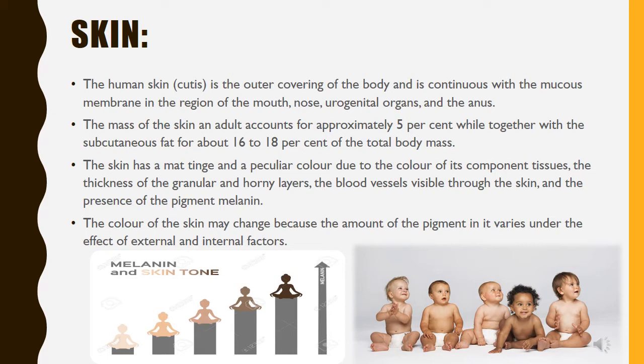The peculiar color of our body is due to the color of its component tissues, which are the thickness of the granular and horny layer, the blood vessels visible through the skin, and the presence of the pigment called melanin. The color of the skin may change because of the amount of melanin and under the influence of external and internal factors.